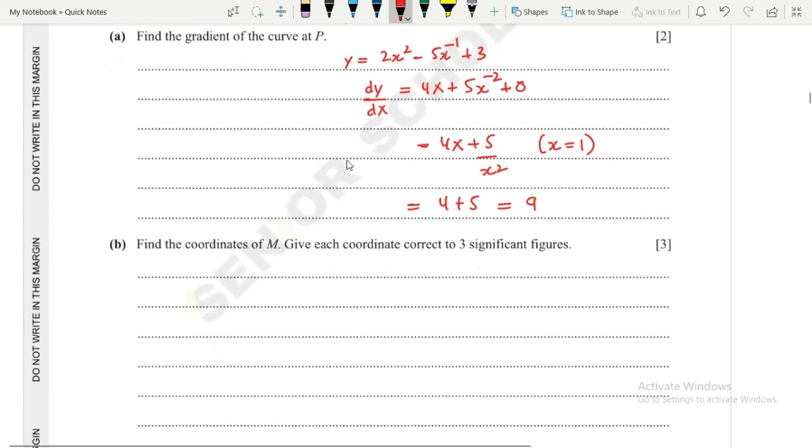Now in the second part they are asking find the coordinates of the M, give each coordinate correct to 3 significant figures. So at M they already told us that this is the minimum point. This is the minimum point means the dy by dx is actually equal to 0. So we have already worked out the dy by dx, which is 4x plus 5 over x square, and this will be equal to 0.